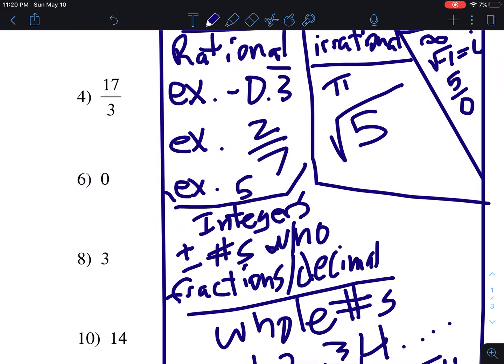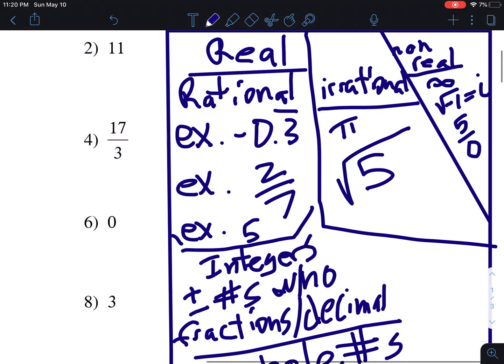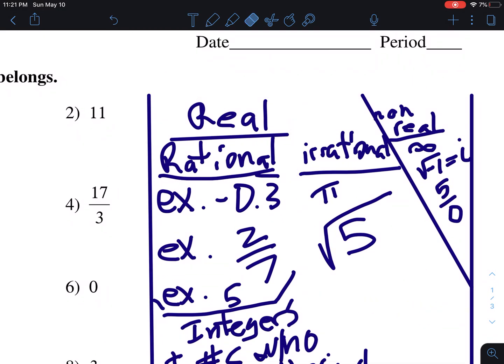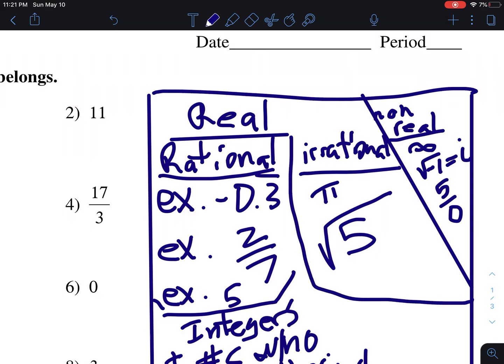Okay, and then the broader categories, all of those would be rational numbers, and that would include numbers that are not whole, like 2/7 and negative 0.3 repeating, and all of those. And then both rational and irrational numbers are in the real numbers category. So I should probably get rid of that. Oh, didn't mean to get rid of that whole thing. Oh well. But rational and irrational numbers are all real numbers. And then there's the non-real numbers: infinity, the imaginary number, and any number divided by 0. Those are examples of non-real numbers. So that's just classifying all of those.